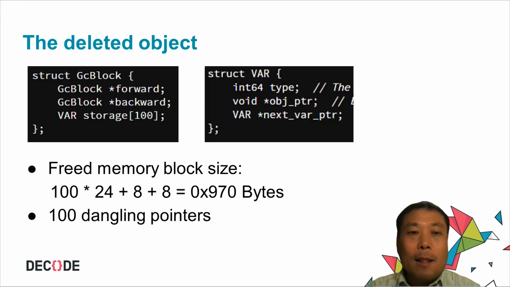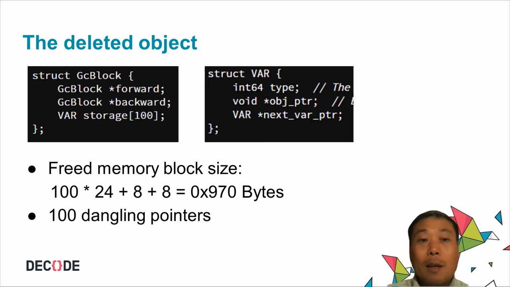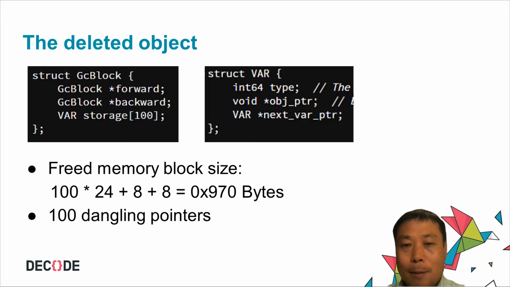So in this case, the deleted object is a long array. It's an array of size 100, and each element inside it is a variant, and the size of the variant is 24 bytes on a 64-bit system. So we can calculate the size of the freed memory block from this. And after the object has been deleted, we get 100 dangling pointers to use.